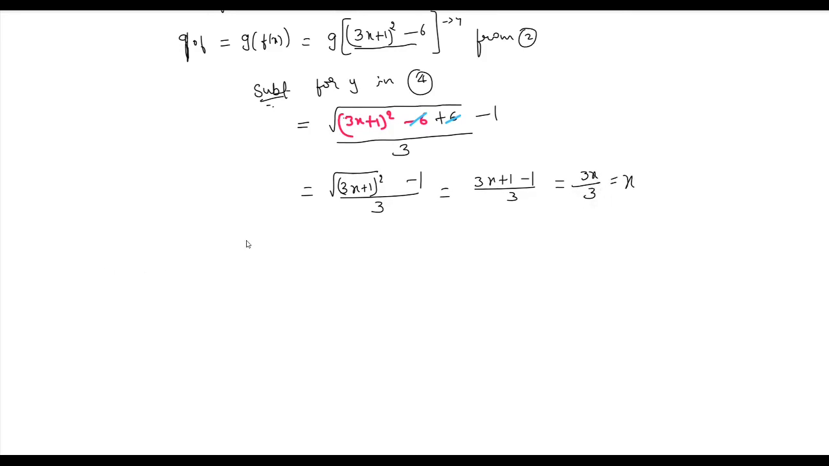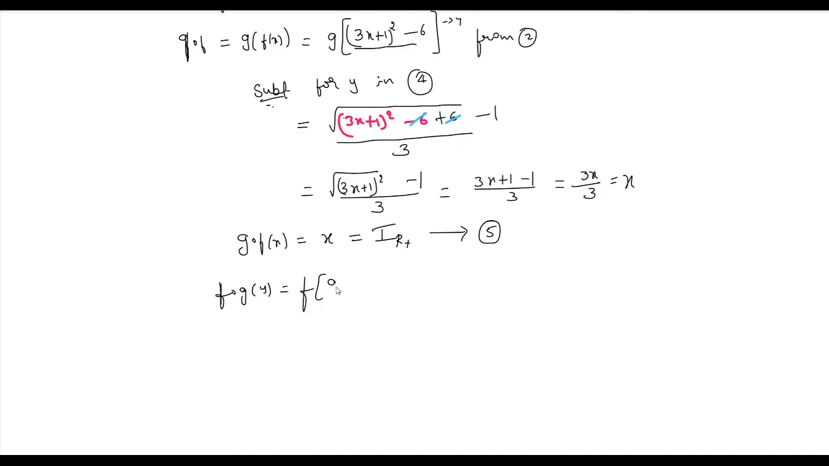So what did we get? G circle f of x. We got this as x. We started with the domain element x. F mapping happened and again G mapping happened and we got back the same element x. So this is an identity function. So the domain element of f is R plus. Let me call this equation 5. Now we have to check f circle g.